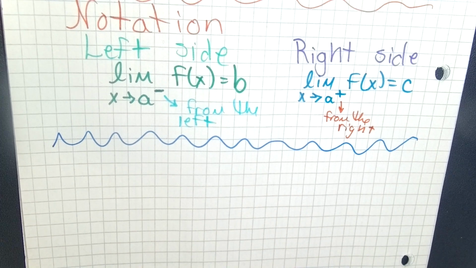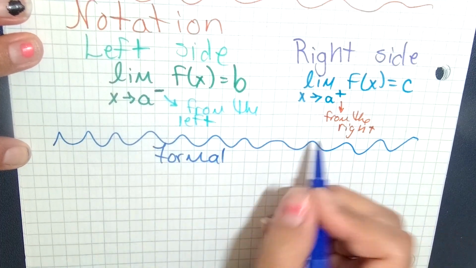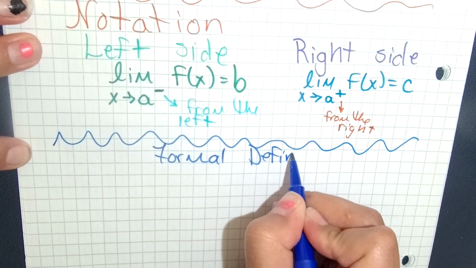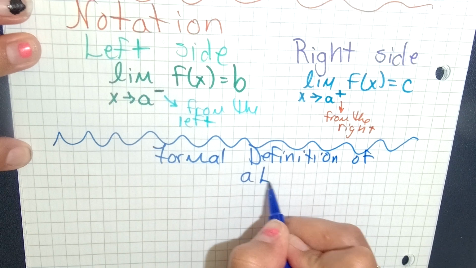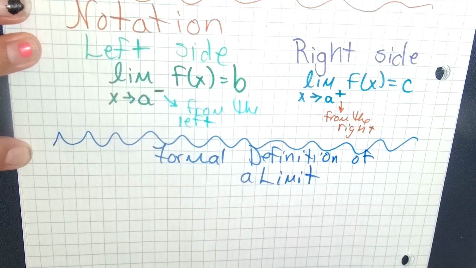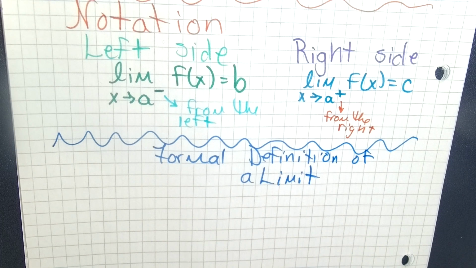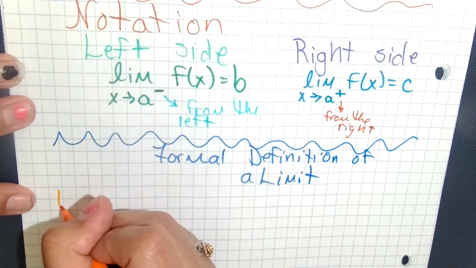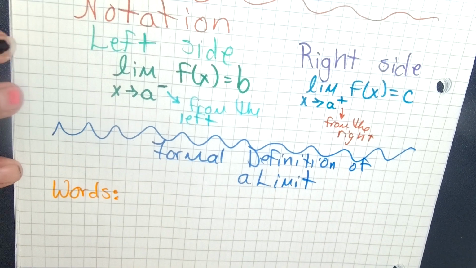So we have the formal definition of a limit. So we're going to have words and we're going to have notation. So in words, this is what the formal definition says.